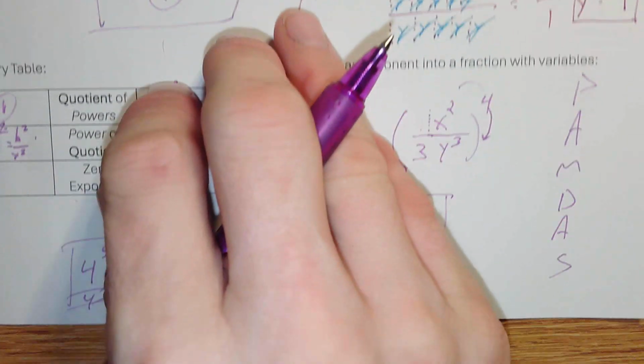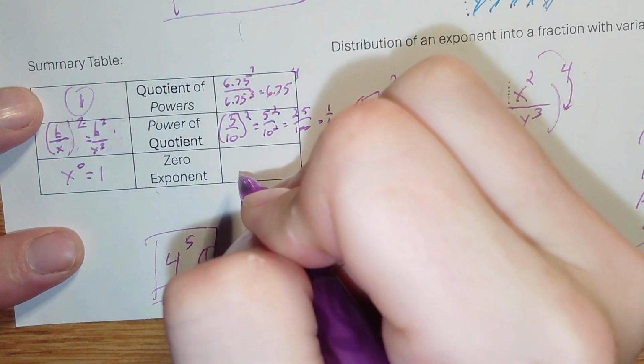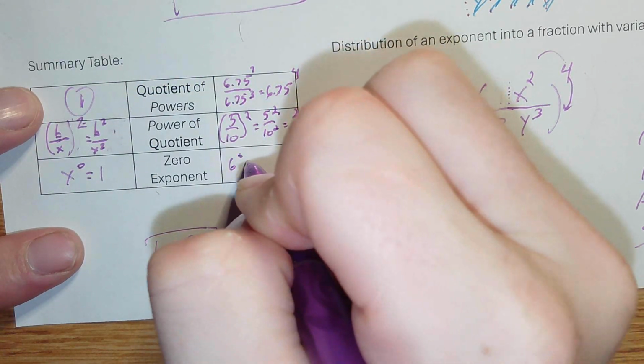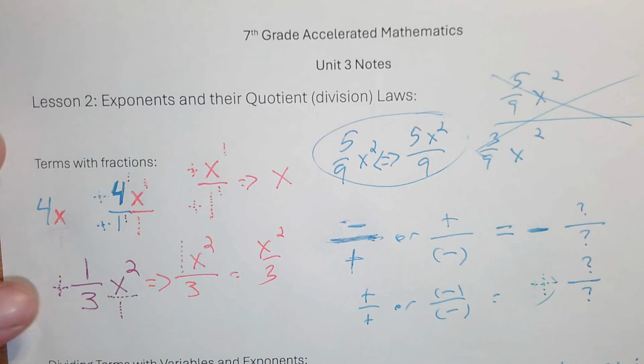Then the zero exponent law says anything raised to the 0th equals 1. So like 6 raised to the 0th equals 1. There we go. That is everything you need to know about lesson 2. Hopefully that helps you out.